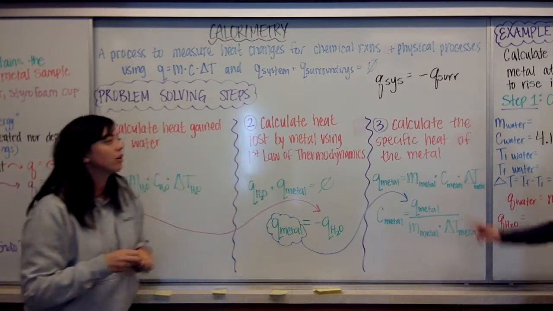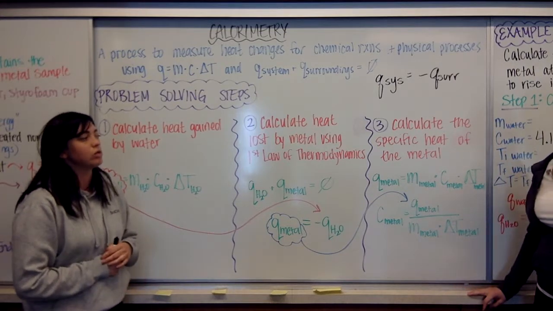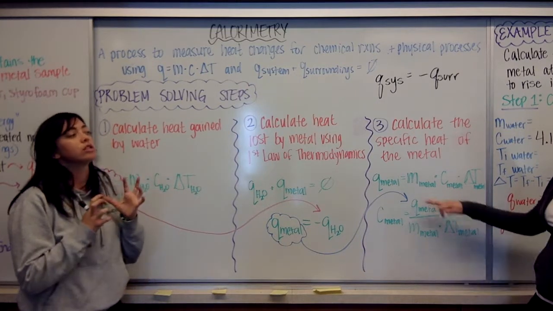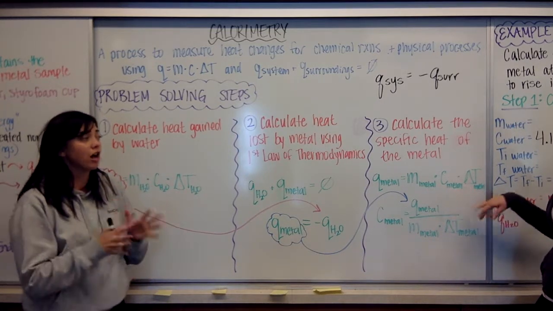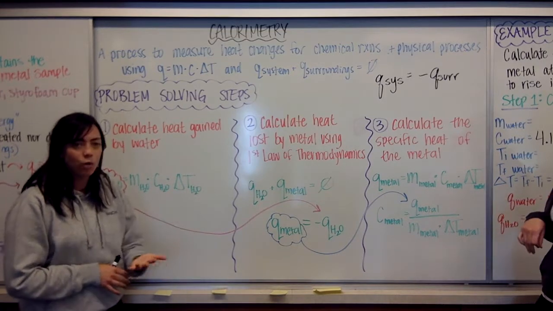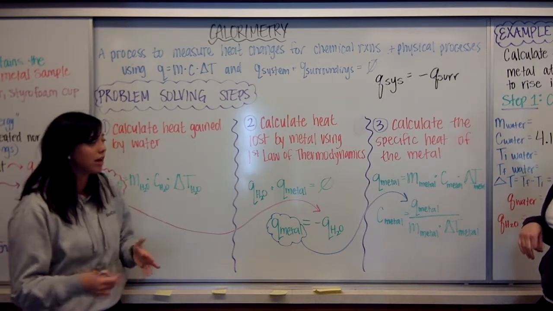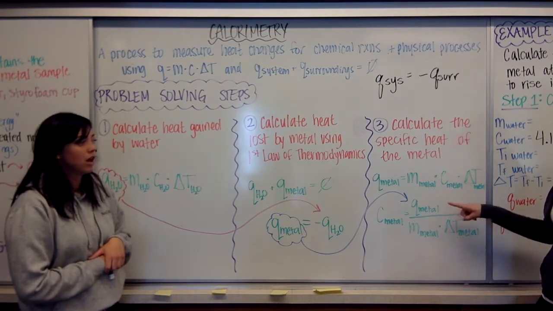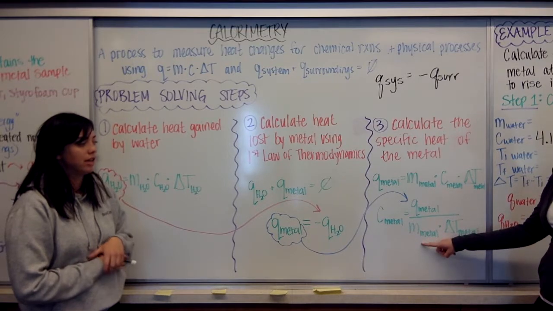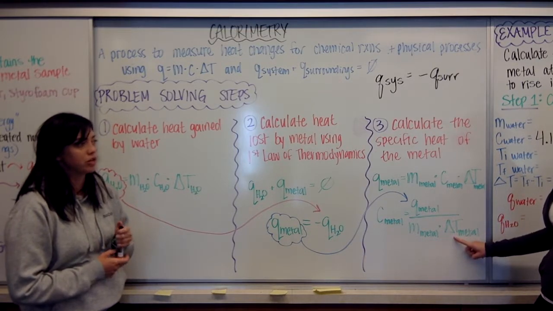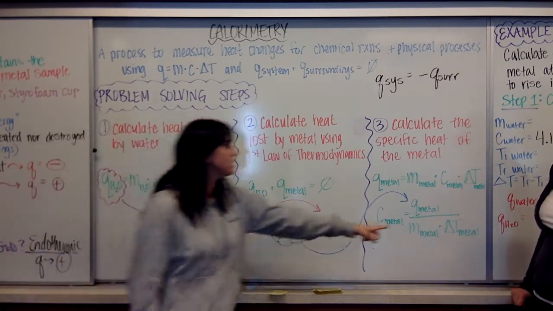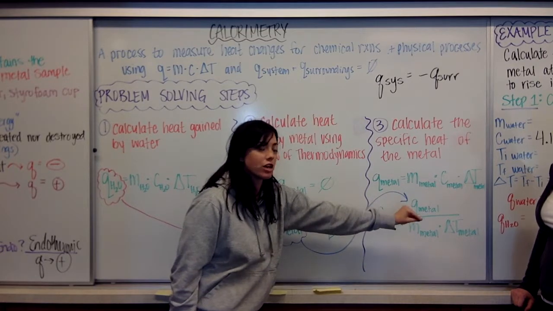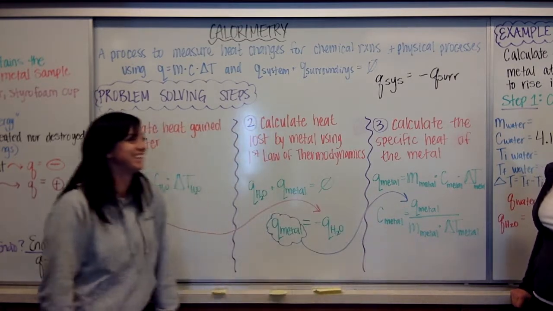And then we calculate the specific heat of the metal, again using Q equals mcΔT. Make sure you use the mass of the sample and the change in temperature of the metal sample, and you are isolating for the specific heat. This is what we're going to do in our lab write-up. You'll find that the specific heat of the metal is equal to Q metal divided by the mass of the metal times the change in temperature. That change in temperature is going to be negative, and so will Q metal, so that's going to cancel out. Your specific heat should always be positive.